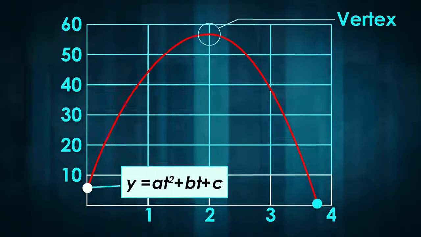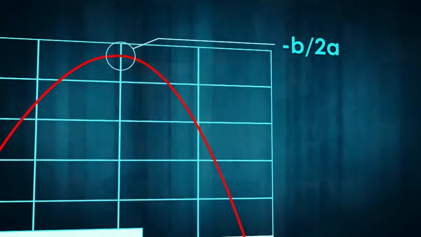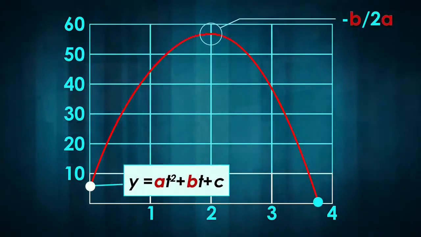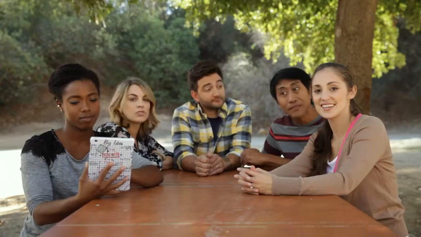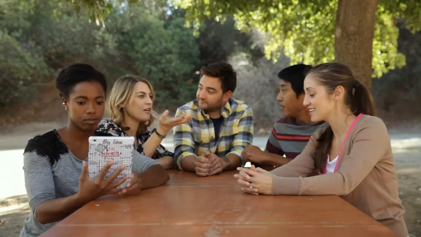Okay, well, we know that the vertex of the quadratic function is negative b over 2a. Right, but how do we figure out a and b? Well, a is determined by the force of gravity. On Earth, it's negative 16 feet per second squared. So, cool, we have everything. Let's figure this out. Okay.